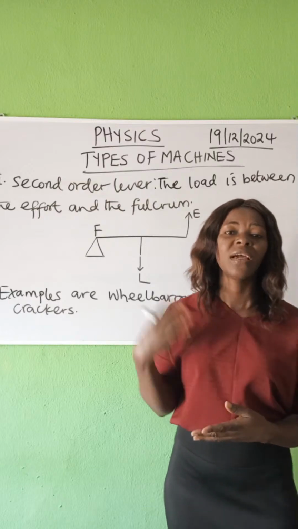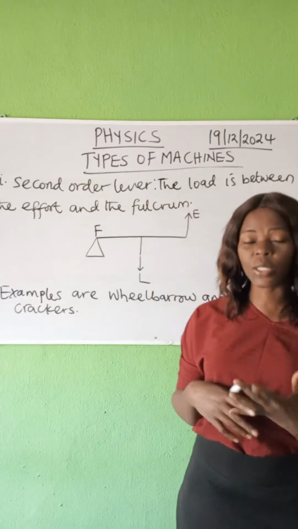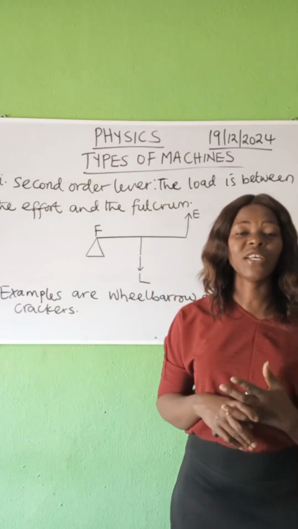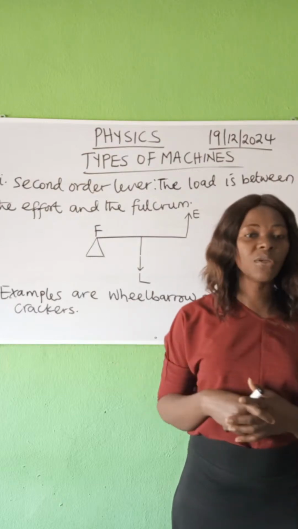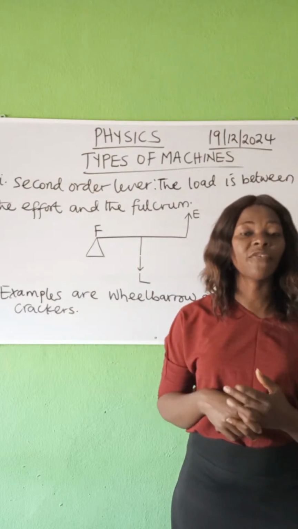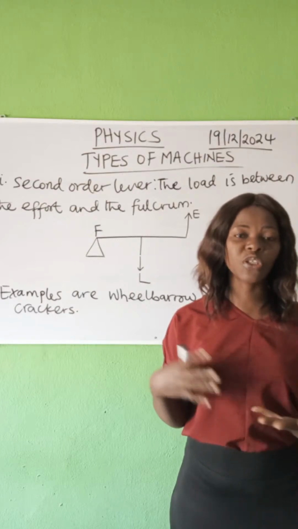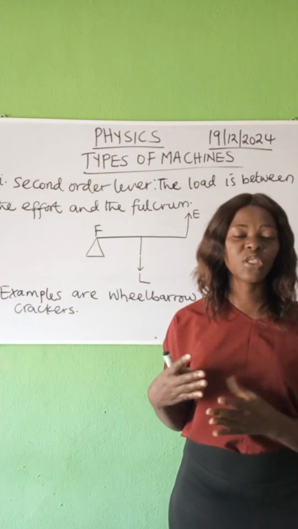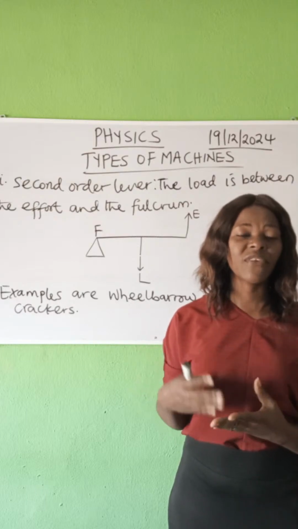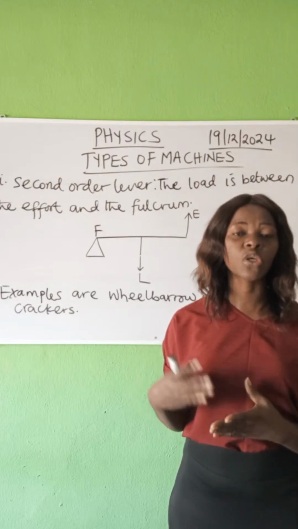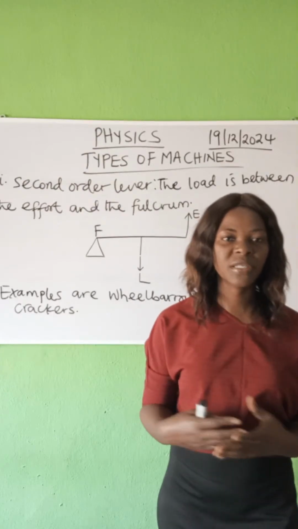Is that clear? Now, don't forget that we did first order lever, and we said that in first order lever, the fulcrum is between the load and the effort. Now, in this second order lever, the load is between the effort and the fulcrum. Okay, so I'm going to bring them together to see the beauty between the three of them in case you're asked questions to distinguish between first order lever, second order lever, and what? Third order lever. Now you can put it down.